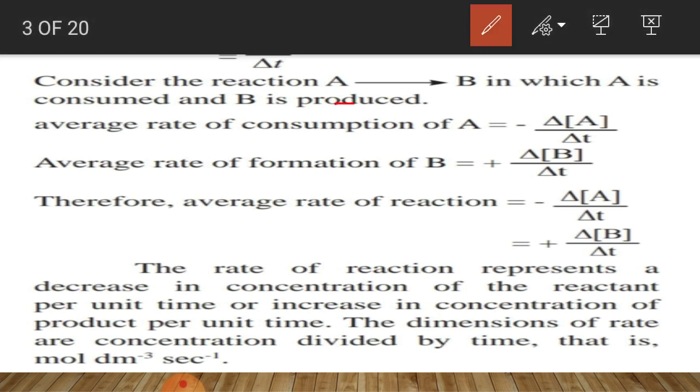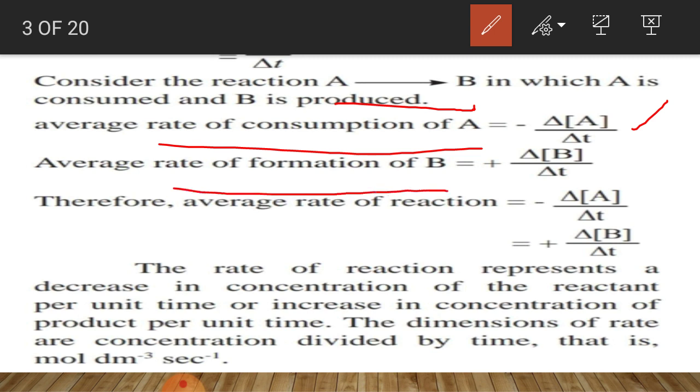So here this is the reaction: A gives B. A is the reactant, B is the product; A is consumed, B is formed. So the rate of consumption of A is equal to minus delta concentration of A divided by delta T. This is the consumption rate of A. The rate of formation of B is plus; the plus sign is for formation, the minus sign is for consumption. So the rate of formation of B is equal to plus delta concentration of B divided by delta T. So the average rate is equal to the rate of consumption of A, which is equal to the rate of formation of B.